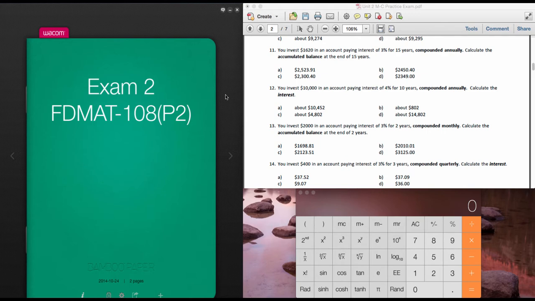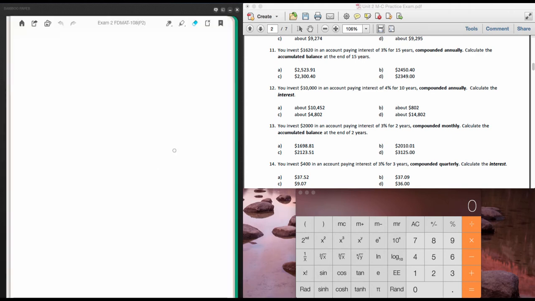You invest $1,620 in an account paying an interest of 3% for 15 years compounded annually. Calculate the accumulated balance at the end of 15 years. So let's go ahead and start this problem, and because we're compounding annually, we can already assume and jump to the equation that we have.